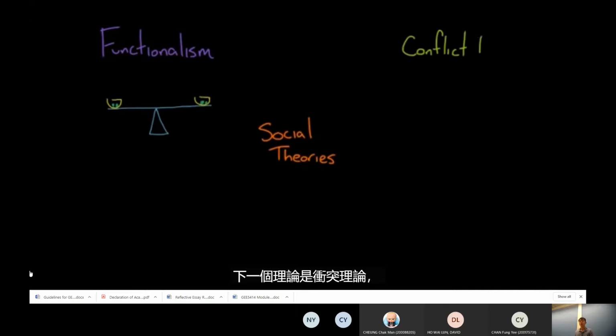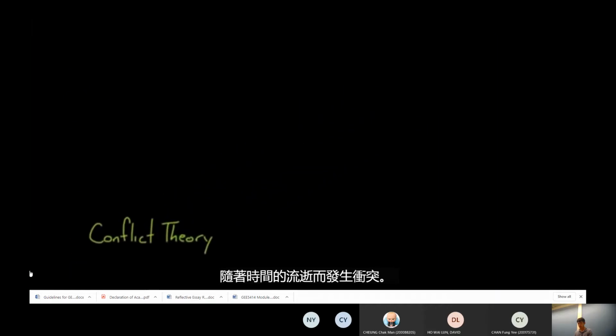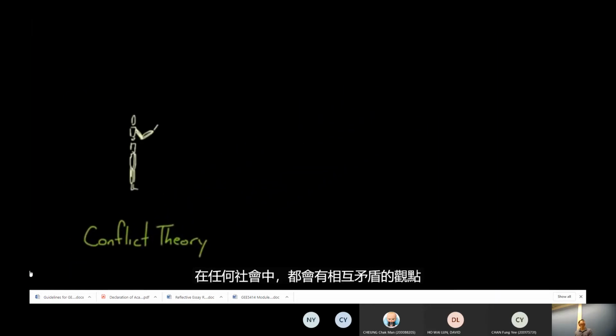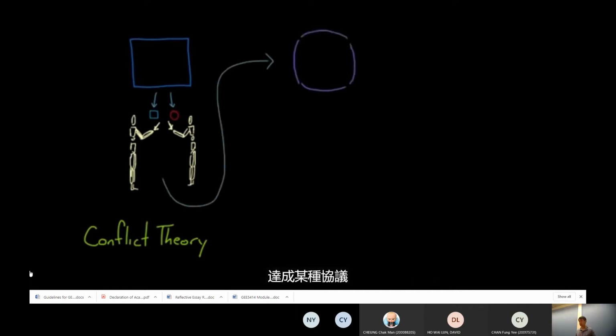The next theory is conflict theory, which is just like it sounds. It focuses on how societies change and adapt over time through conflict. In any society, there are going to be conflicting viewpoints and beliefs, and people are going to take sides. Eventually, this is going to polarize the society where one group is happy with the status quo and another group wants change. This is a very fragile state for the society, and eventually both sides will have to come to some sort of agreement or else tear the society apart.